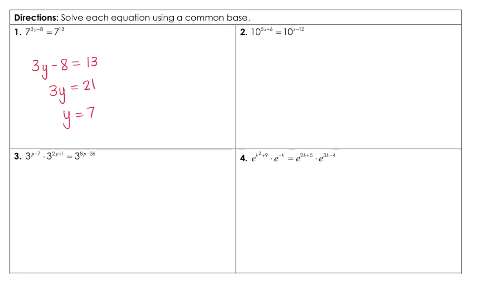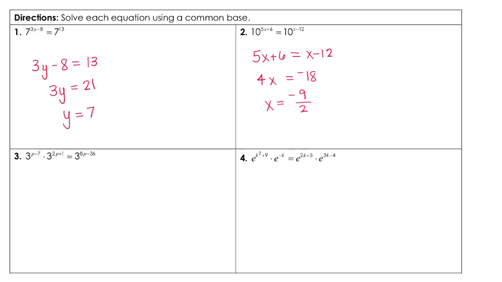Moving on to our next problem. Again, you already have a common base, so we're going to set those exponents equal to each other. We need to subtract x over, and then we'll subtract over our 6, and so that's going to give us negative 18. We do need to divide both sides by 4, so x is going to give us negative 9 halves.